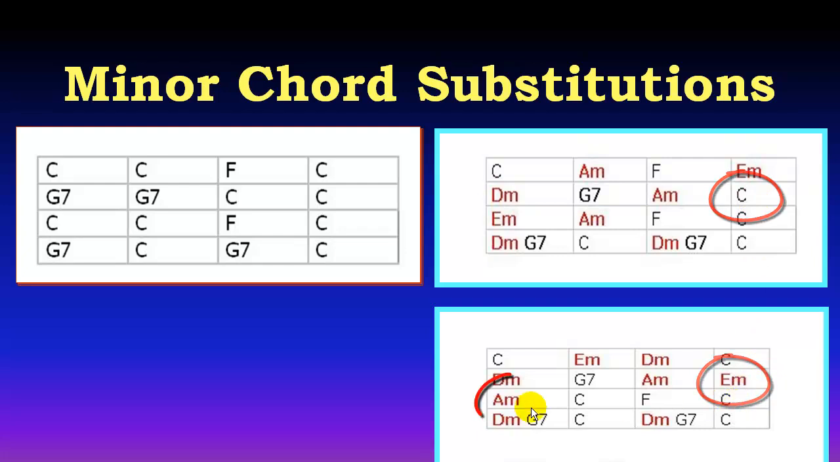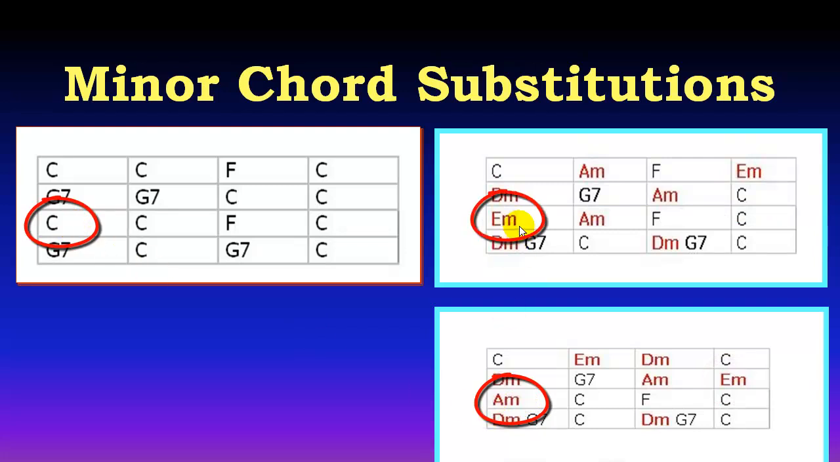Let's look at the third line. The third line, she substituted A minor for the C chord, and I substituted E minor for the C chord. And for the C chord here, she didn't do any substitution at all, whereas I substituted A minor for the C chord. Okay, and then for the last line, we both have the same chord progression.